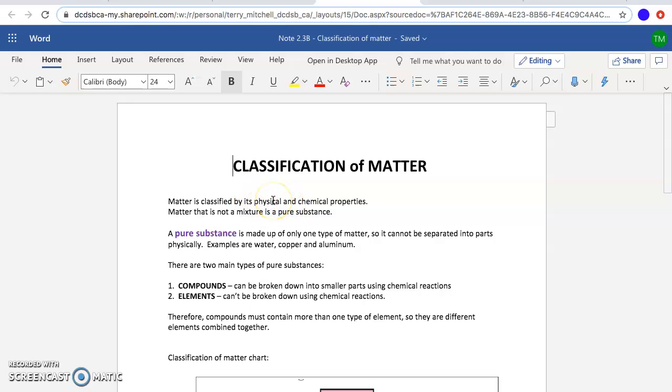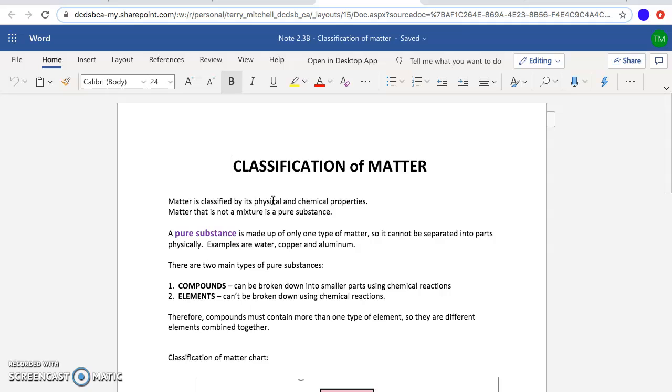Physical properties, what does it look like? Chemical properties, what does it act like? So we had started to talk about this in class before March break. If we're talking about a piece of paper, physically it's a solid, physically it's white, physically it's opaque, you can't see through it, physically it's soft, and so that's what it looks like.